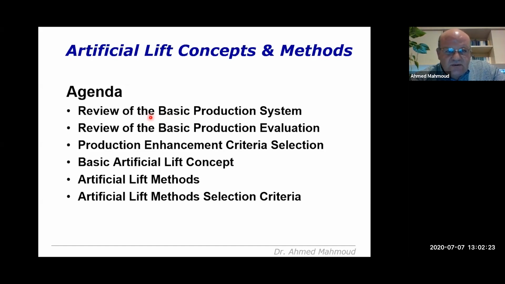First of all, to review the introduction of artificial lift methods, we will review the basic production system. It's very important for anybody working in artificial lift to be aware of the basic production system. So even though most of you or some of you may know it, I will review the system very briefly in the beginning. Secondly, I will review the basic production system evaluation, again very briefly, and then we will step into the production enhancement criteria selection that will finally lead us to confirm that we have a case which can be treated by an artificial lift method.